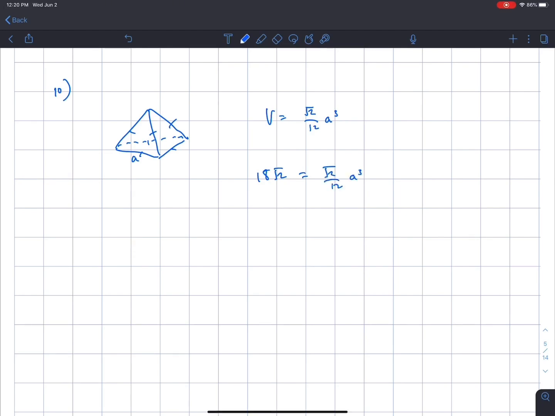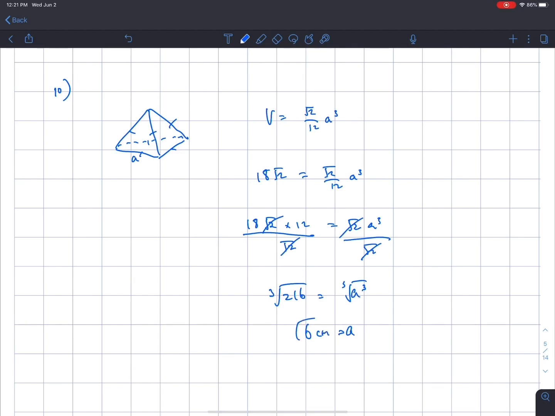And we are just trying to solve for a. So you can cross multiply the 12 over, divide both sides by √2. You can cross that out. You can also cross this √2 out. So just left with 18 times 12 is 216 equals a to the power 3. Now we can take the cube root on both sides. We get a equals 6. That's the answer. a equals 6 centimeters.